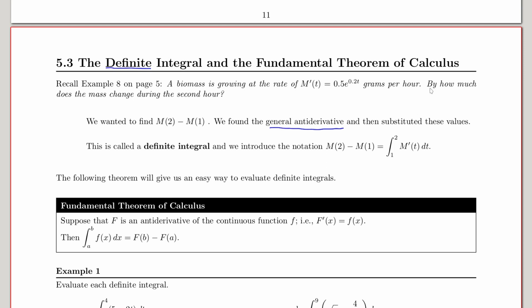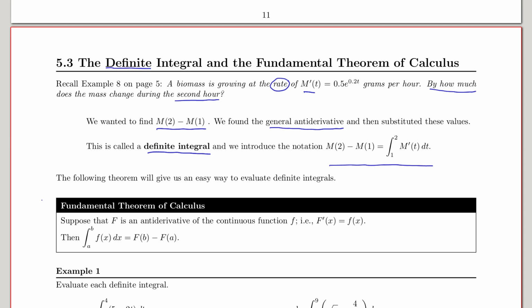But this whole course we've been asking questions like how much is something changing during the second hour? And if I knew mass, then we would just plug 2 in, subtract the mass at 1, and we'd get our result. The difference now is I'm starting with a rate of change. So what we'll do is anti-differentiate and then plug the values in. This is what's called a definite integral, and there's notation for this. The definite integral from 1 to 2 of your derivative here is evaluated by finding m of 2 minus m of 1, where m is the antiderivative of m prime.